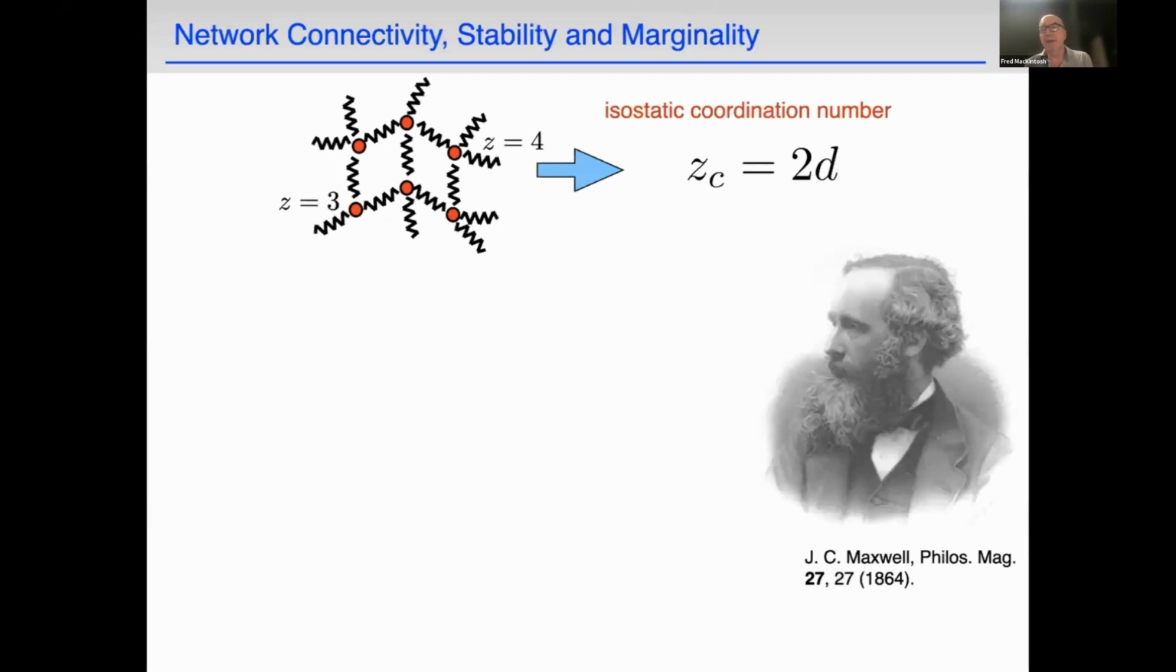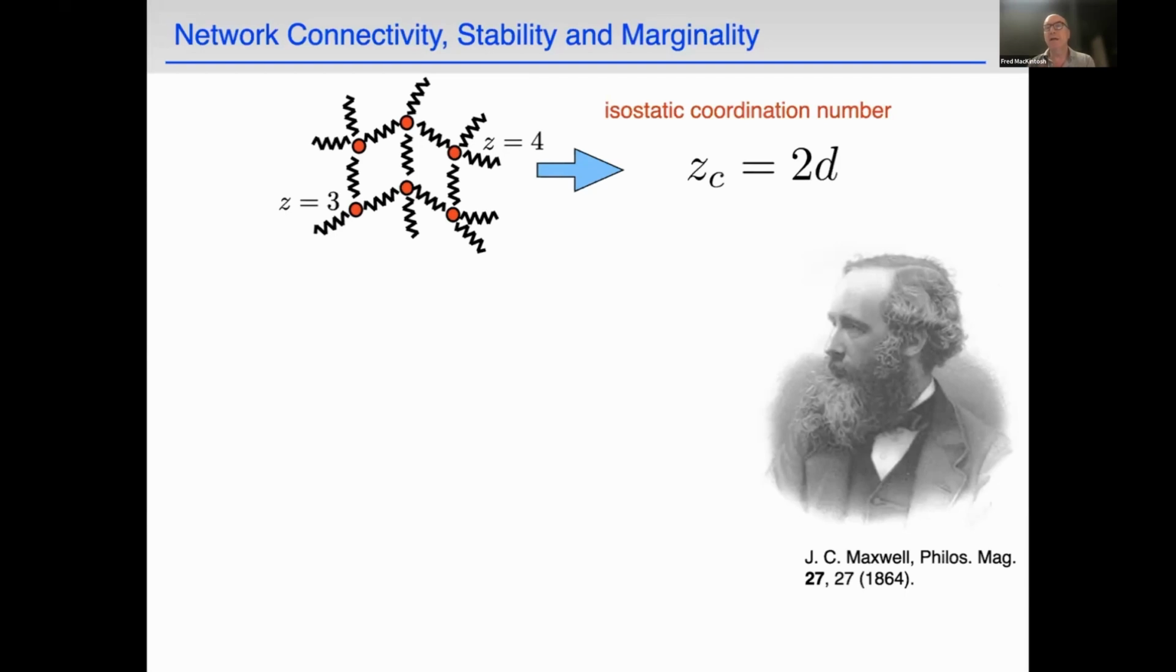Okay, so how can we understand this sort of thing? Well, let me begin with something that I don't need to introduce in this audience. This was already discussed somewhat yesterday, but I just want to remind you of this elegant argument going back to the 1860s by Maxwell, leading to this isostatic criterion for the stability of a network connected with at least Hookean springs, of a local coordination number equal to twice the number of dimensions we're in: 4 in 2D, 6 in 3D.